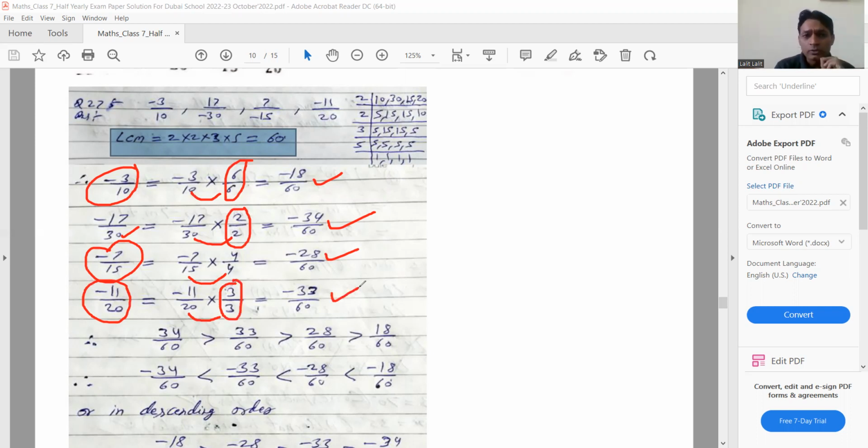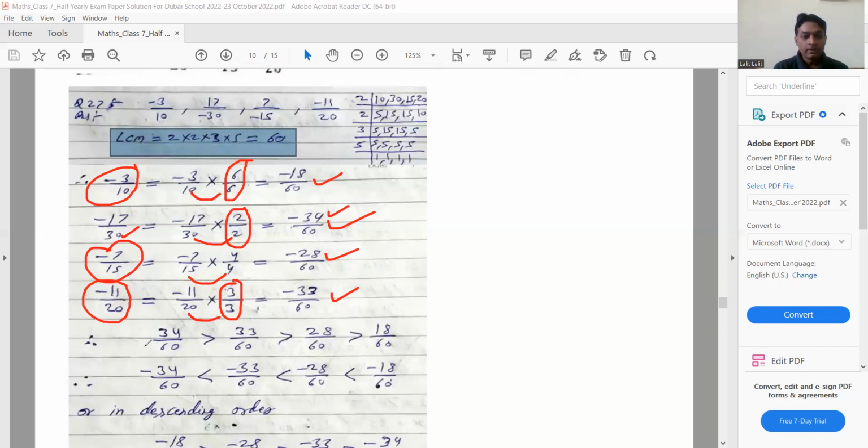Now, it's simple. A lot of students got confused when it comes to negative rational numbers or integers, about how to write them in ascending and descending order. To make it simple, if you are confused, first put the numbers in ascending or descending order, whichever order you want, with positive signs. So with the positive signs, 34 is the biggest, because all denominators are the same, 60. Whichever number's numerator is bigger, that number is bigger with a positive sign.